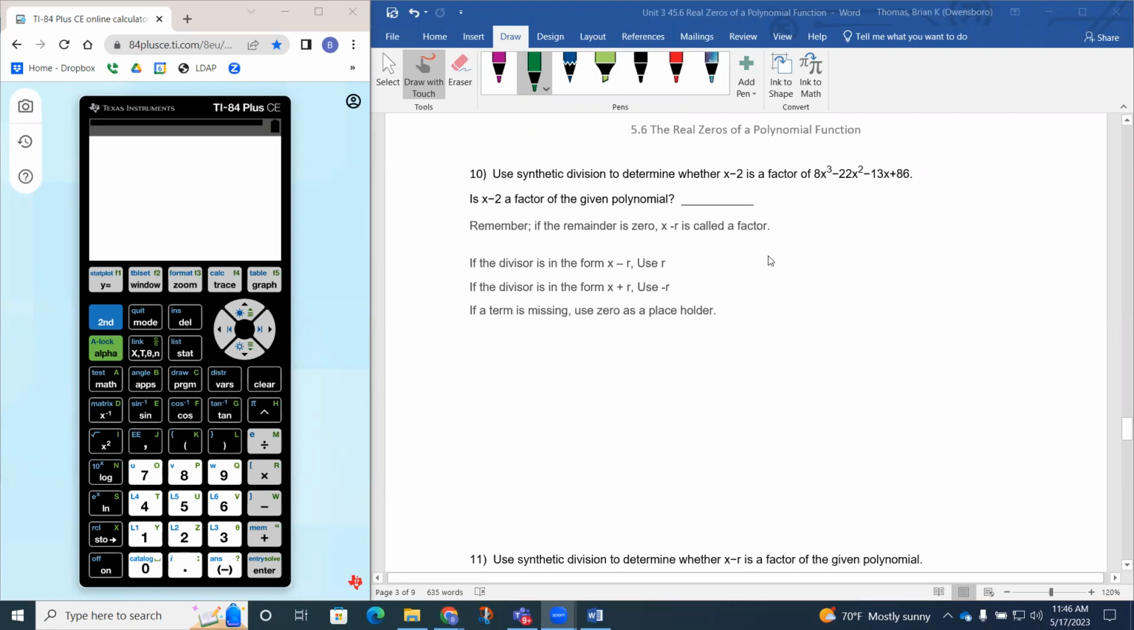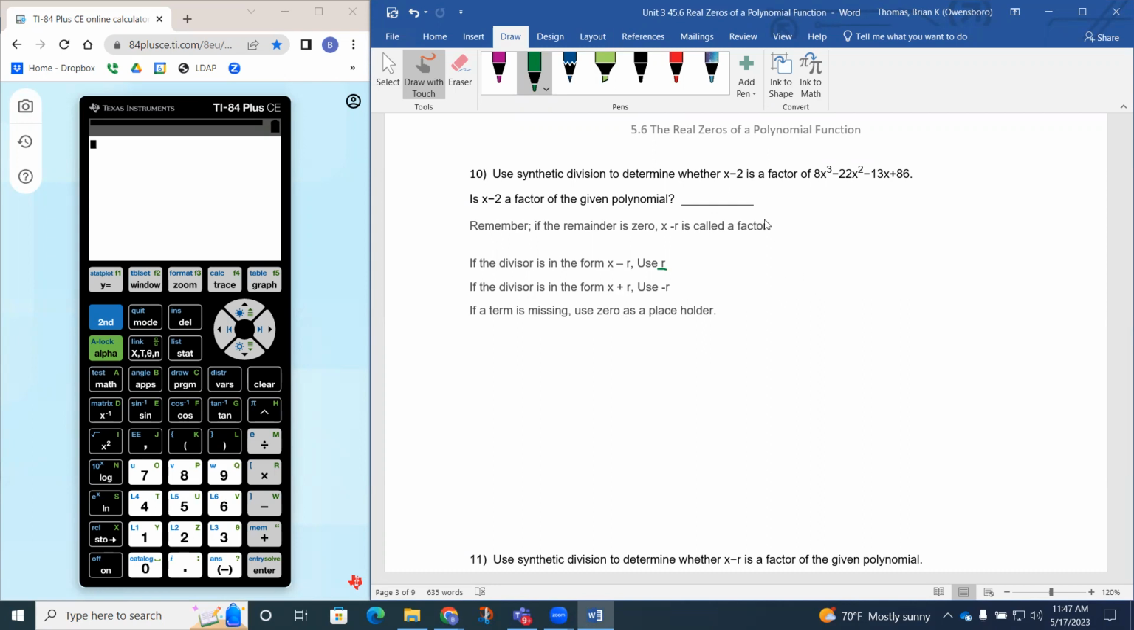So question 10 says use synthetic division to determine whether x minus 2 is a factor of 8x cubed minus 22x squared minus 13x plus 86. So synthetic division we can use if our divisor is in the form of x minus r. If the divisor is the form of x minus r, we want to use r. If we have x plus r, we want to use what's called the opposite of r. If a term is missing, we want to use 0 as a placeholder.